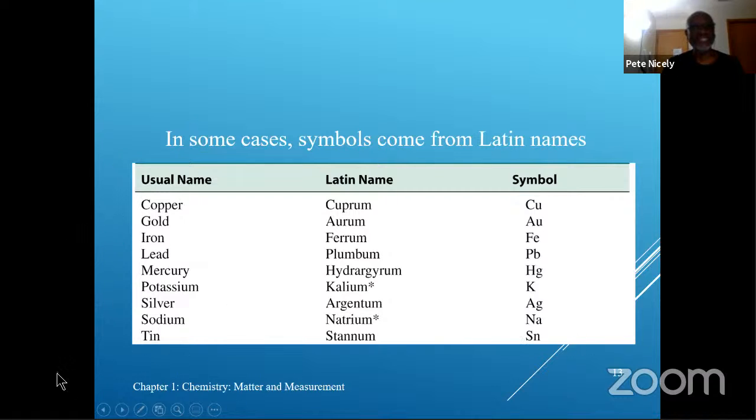So there are some instances where the symbol looks very different from the original usual name of the element. For example, in the case of potassium, the symbol is K, right? That's because the original Latin name is Kalium right here. So sometimes you'll see that relationship between the symbol and the name of the element.